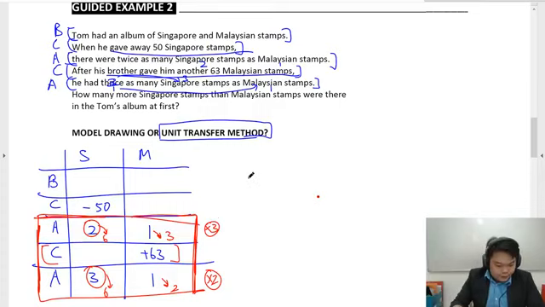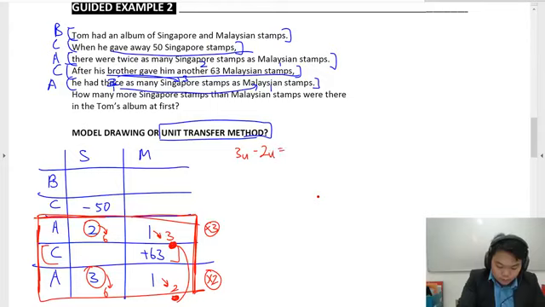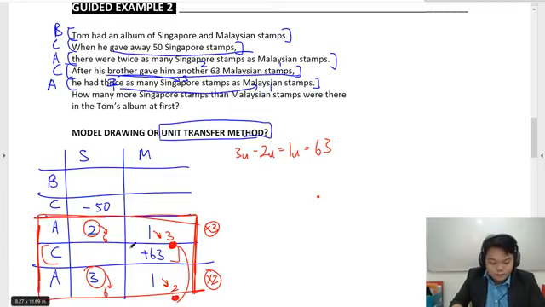Like Karina and Vera. So once we have this already, following the same idea from earlier, from these 3 units over here down to these 2 units over here, we can say that there was a change of 1 unit, and that 1 unit came from the 63 Malaysian stamps that the brother gave him.